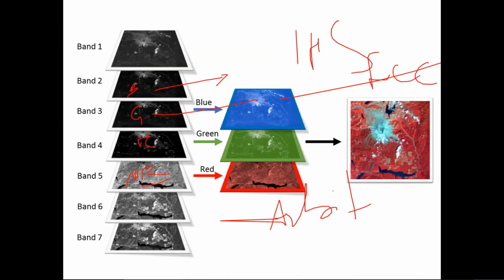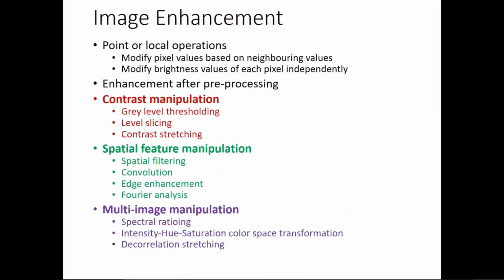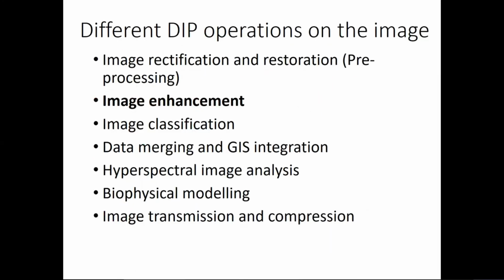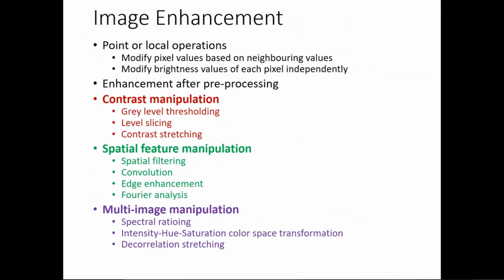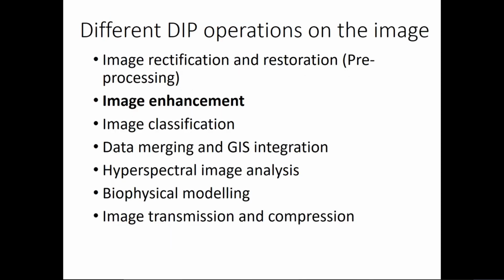So these are the different methods in image enhancement. These are different DIP operations. We saw image pre-processing in the last class. Today we saw image enhancement. The different methods are contrast manipulation, spatial feature manipulation, and multi-image manipulation. So next class we will go with image classification. After image classification, we have data merging and GIS integration. With that, we will wind up the course.